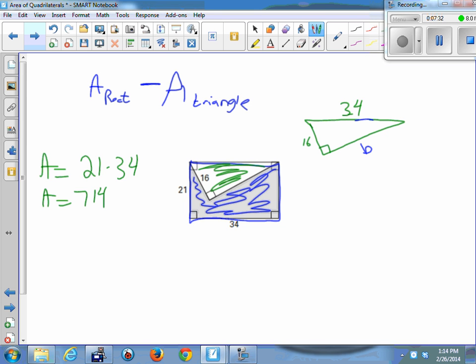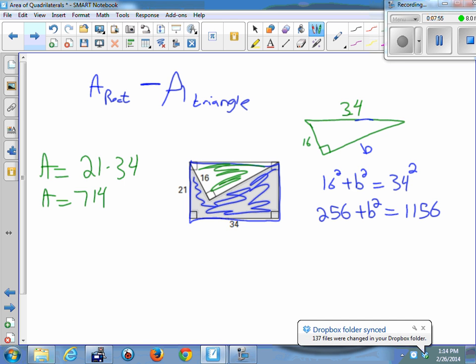So in order to find the base, I'm going to do 16 squared plus b squared equals 34 squared. All right, so we're going to square those. 256 plus b squared equals 1156. And then we get b squared equals 900. Take the square root. So b is 30. All right, so we are finding that the base in this case is equal to 30.